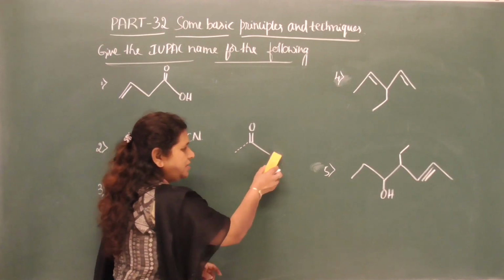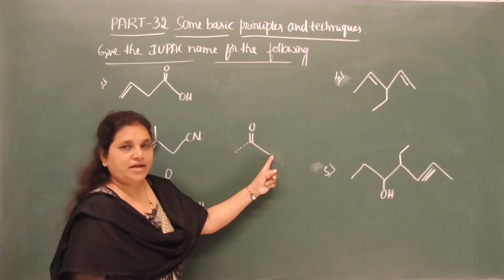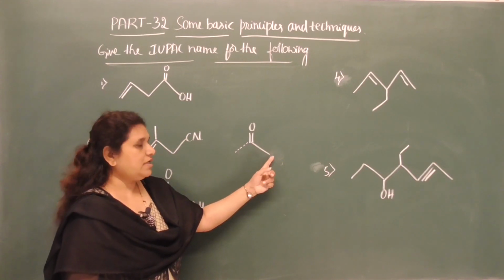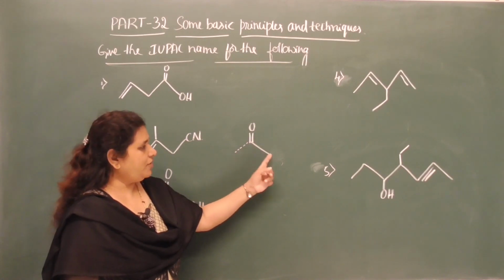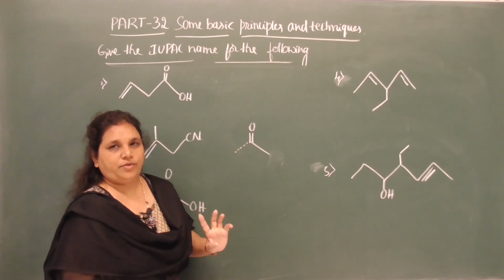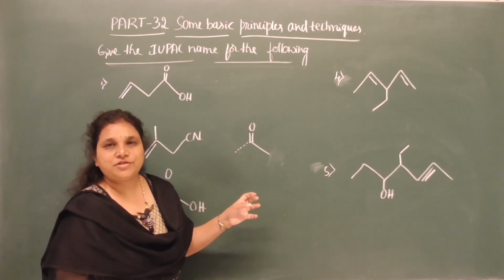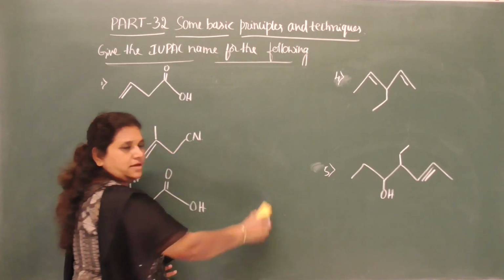So I'll repeat: OH carboxylic acid, H aldehyde, NH2 amide, Cl acid chloride, OR ester, and if you leave it like this, then it will be ketone. So in that way you need to identify the functional group in a bond-line formula. Now move on to the examples.